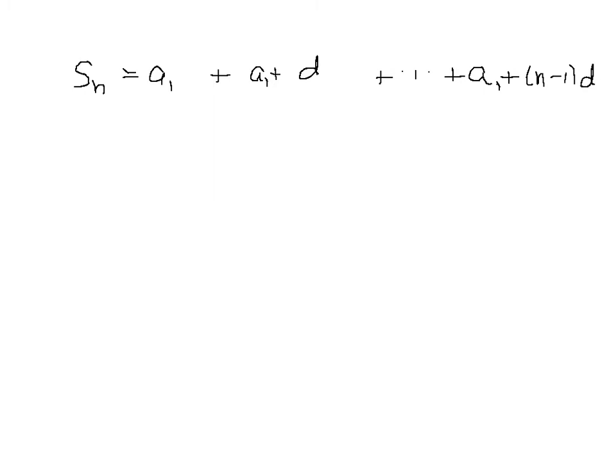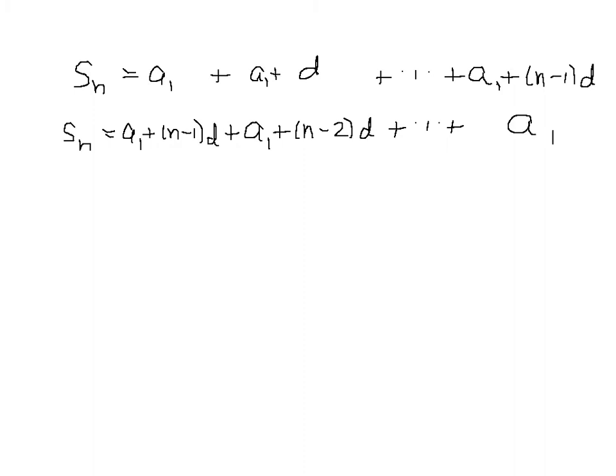That's my second term. Okay, so to figure out what this is, I'm going to write these terms backwards. So, in other words, this I'm going to write first. And so I have a sub 1 plus n minus 1 d. And then the term right before that would be a sub 1 plus n minus 2 d, and so on. And the last term here is the first term, a sub 1. And now what I'm going to do is add these up term by term. So watch what happens.